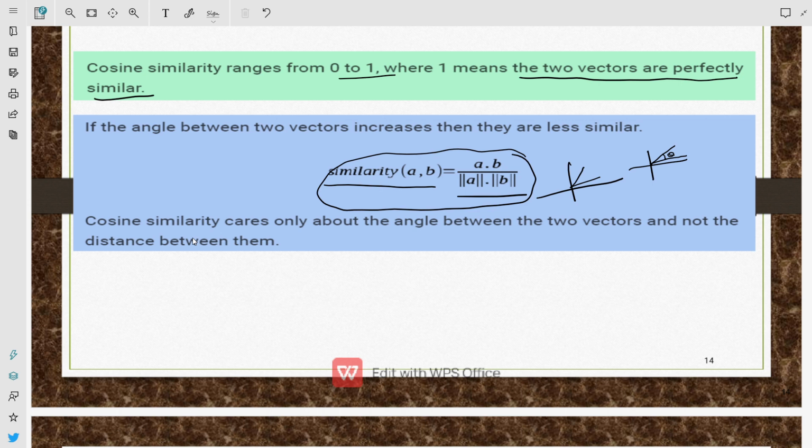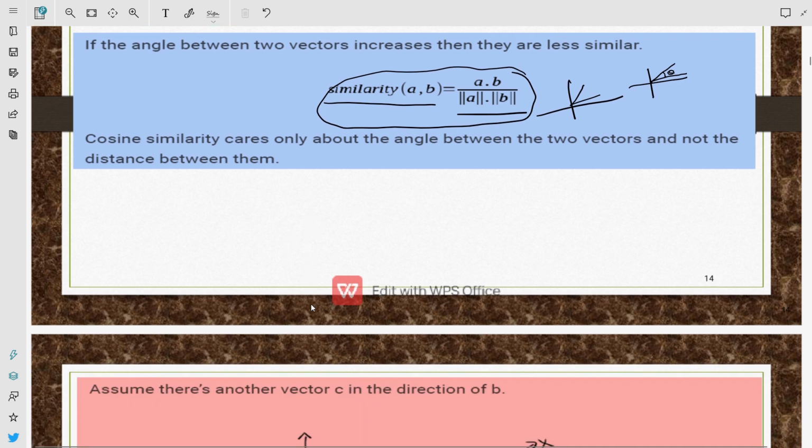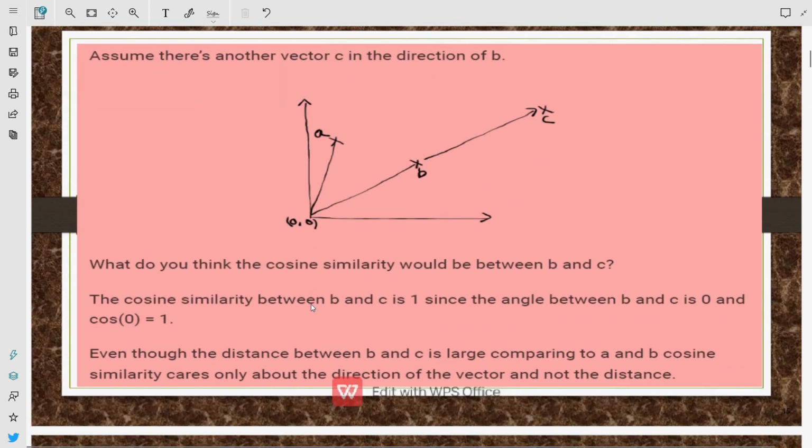Next, cosine similarity cares only about the angle between the two vectors, and not the distance between them. Cosine similarity only deals with the angle, not the distance. We'll discuss one example, then you'll come to know what cosine similarity is. This is the simple explanation regarding this.